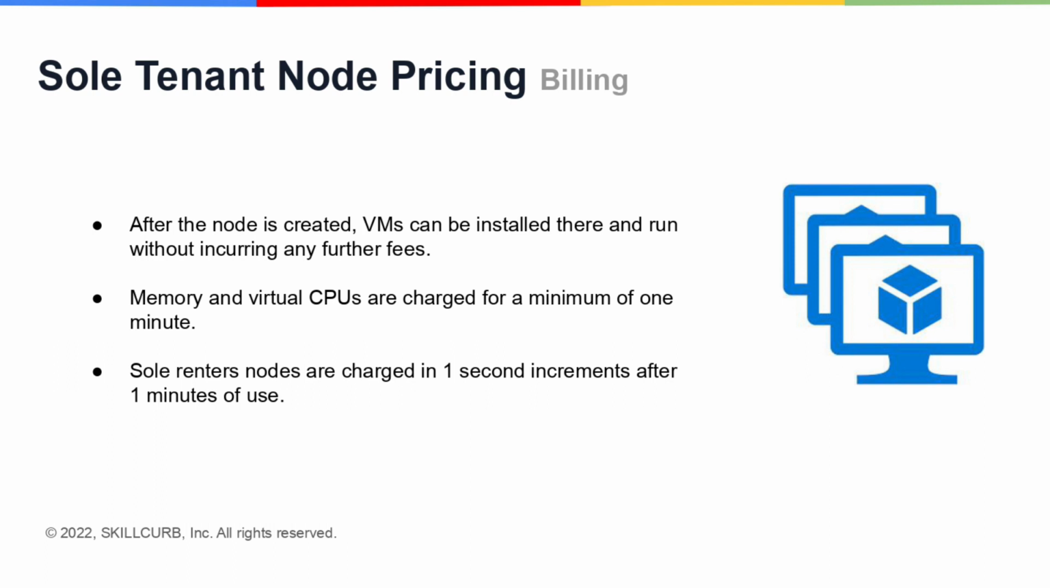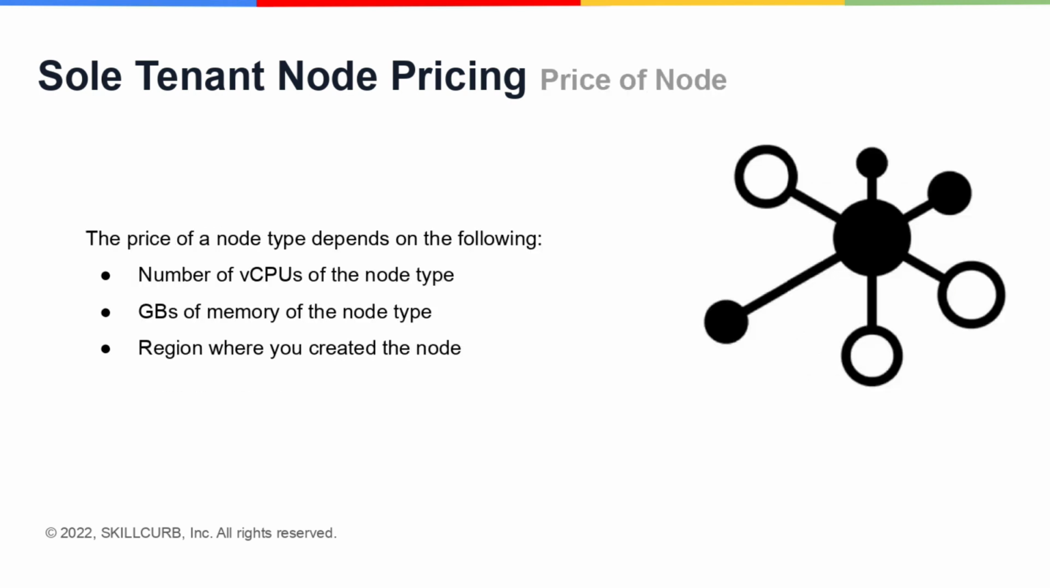Memory and virtual CPUs are charged for a minimum of 1 minute. Sole tenant nodes are charged in 1-second increments after 1 minute of usage. The price of a node type depends on the following: the number of vCPUs of the node type, the gigabytes of memory of the node type, and the region that you created the node in.